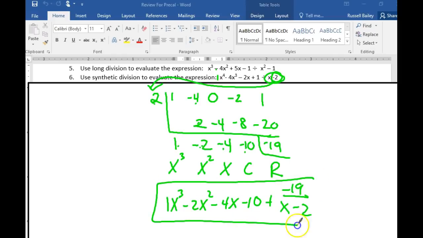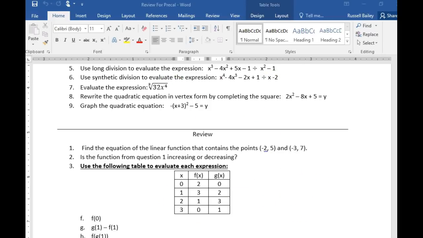So if you take all my lengthy explanation out, it's actually a lot faster. It's a lot more convenient. It's a cool trick. But yes, long division will work. But it's nice to know the shortcut. All right, let's go ahead and take a look at number 7.